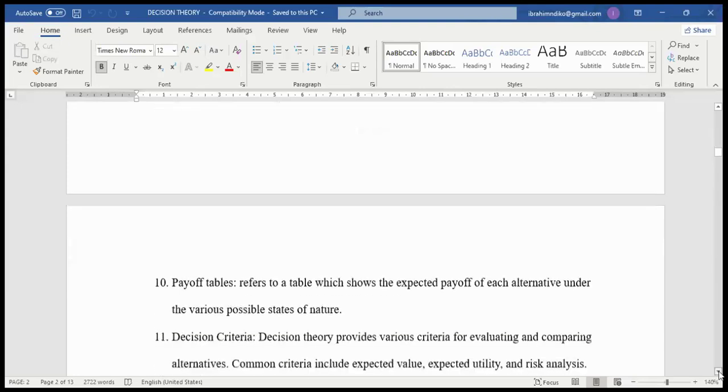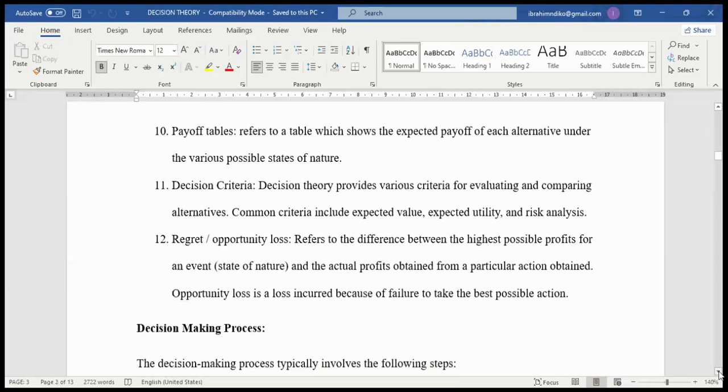Next is a payoff table. Now this is a table which represents or shows the profits from given alternatives. So a table which shows the expected payoff of each alternative under various possible states of nature.